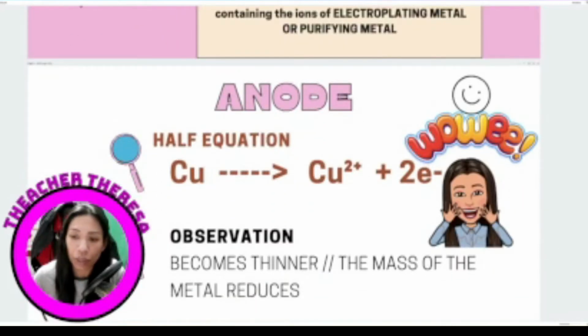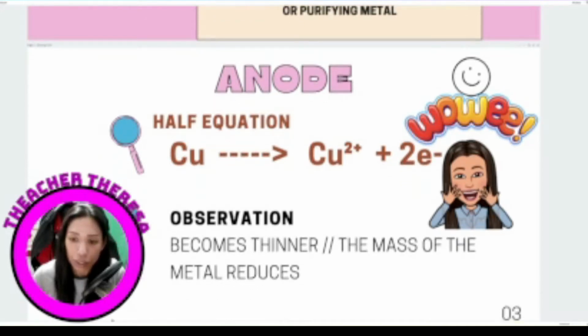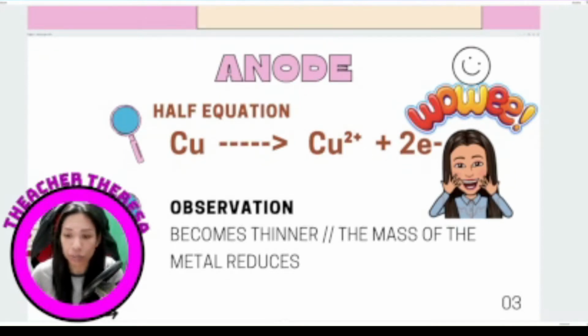Now if we look at the half equation that takes place at the anode, as we studied earlier in the earlier topic, oxidation normally takes place at the anode. So for oxidation, the half equation here is copper atom donates 2 electrons to produce copper 2 ions. So the observation, what we observe in the experiment, will be the anode becomes thinner, or if we weigh the mass, the mass of the metal at the end of the experiment is reduced.